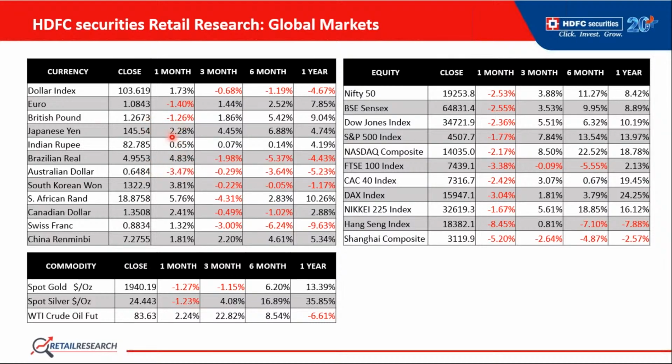Another currency we look at is the Japanese yen, which depreciated 2.28% against the USD, because the Bank of Japan remained on a dovish side, and the yield curve control mechanism which it has had in place for so many years has been revised upward. That was the reason we have seen flows move from the globe back to the Japanese economy. So that was the reason the yen has depreciated.